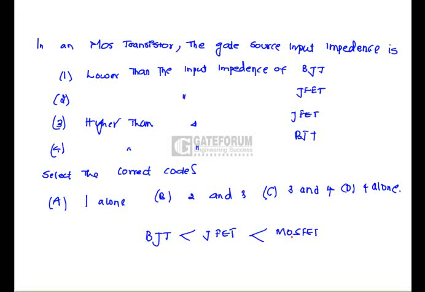Hence if we go to statement 1, that it is lower than the input impedance of BJT, it is a false statement, and the second one is also false according to the comparison we have here. And compared to the JFET, the input impedance of a MOS transistor is higher, as well as compared to the BJT. Hence the third and fourth statements are true. Hence option C is correct.